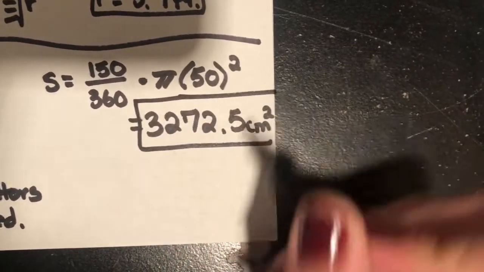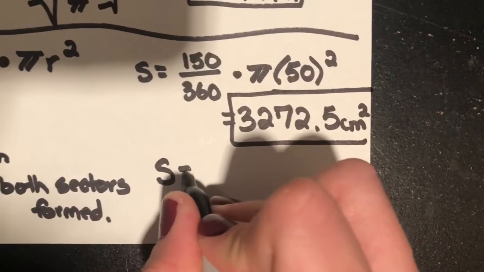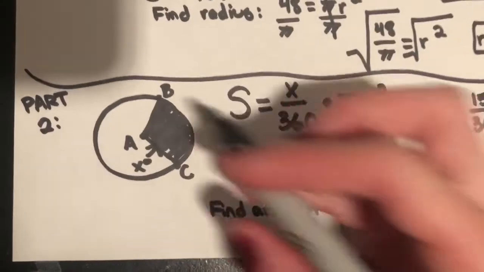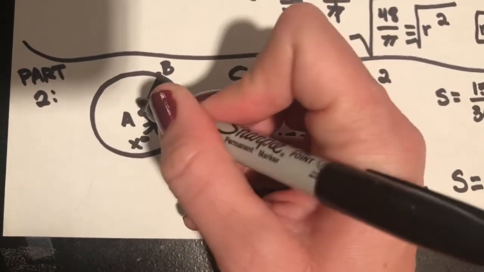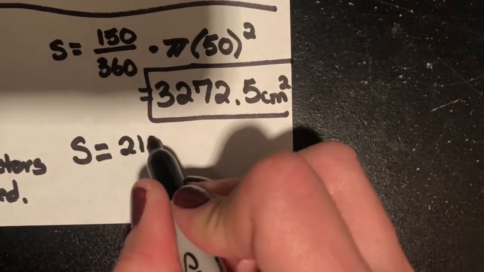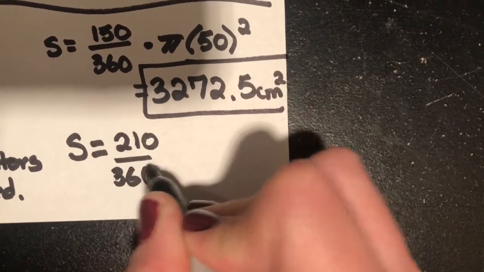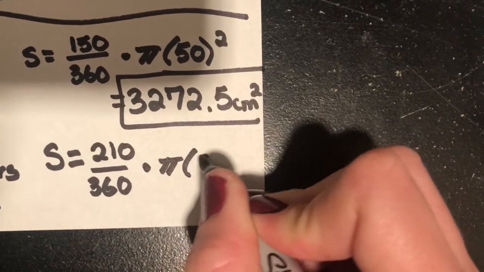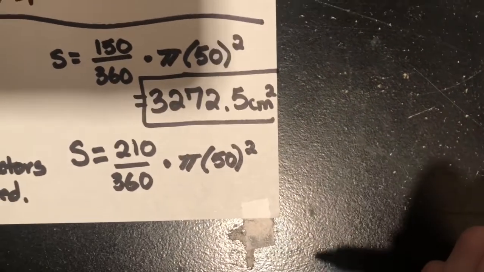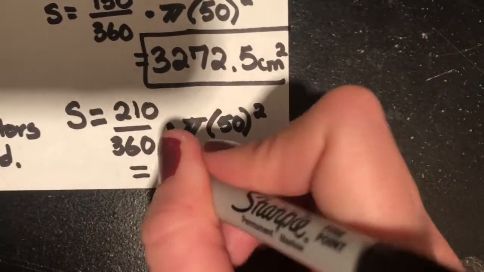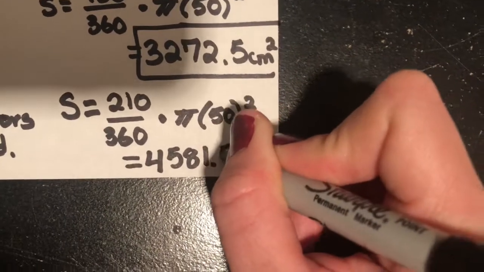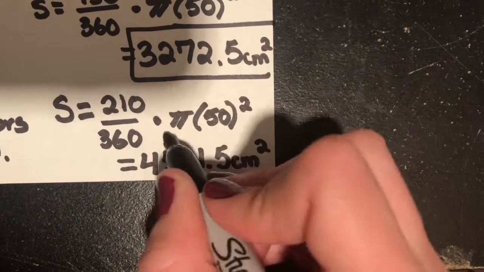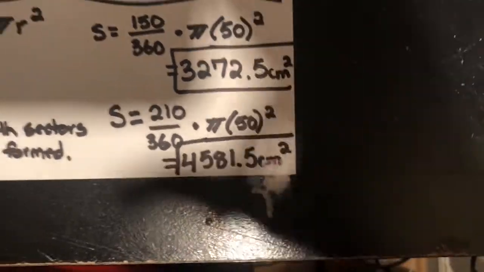All right. To find the area of the other sector, well, 360 degrees is in a circle. So if this shaded portion is 150, this white portion over here is 210. So we do the same thing. I have 210 divided by 360 multiplied by pi r squared. And you can trust me in the calculator, I've already done this. And it is 4,581.5 centimeters squared.